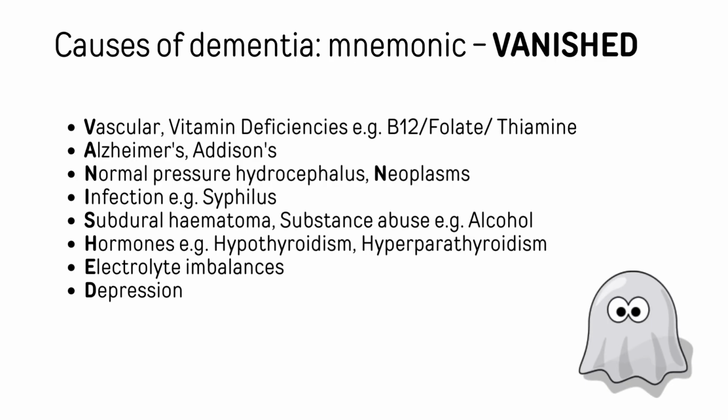So here are some of the causes of dementia. We can remember it using the mnemonic VANISHED, so you can have a look at this. The key important ones to remember are the folate, B12 and thiamine deficiencies. Another important one that comes up quite a lot is subdural hematomas and hypothyroidism, as well as normal pressure hydrocephalus. And in terms of electrolyte imbalances, the main ones that can cause dementia include hyponatremia, hypokalemia, hypocalcemia, and hypercalcemia.